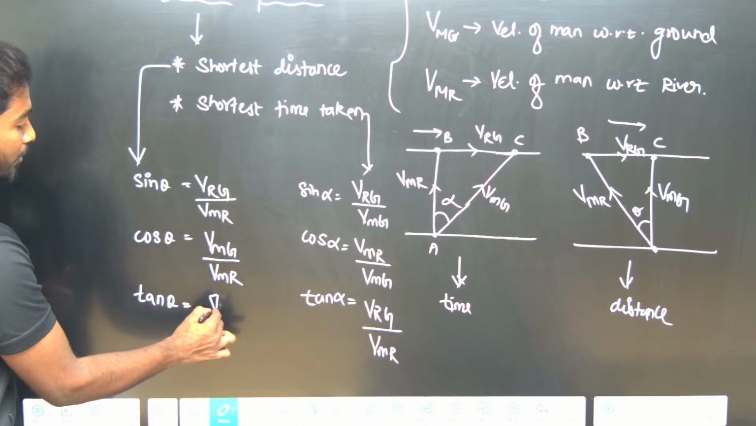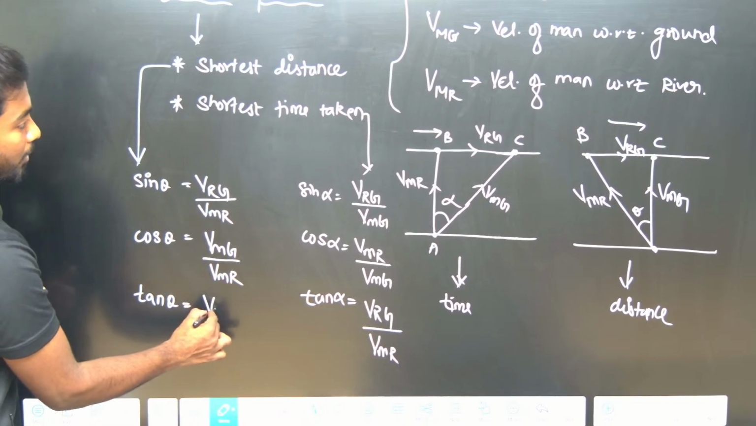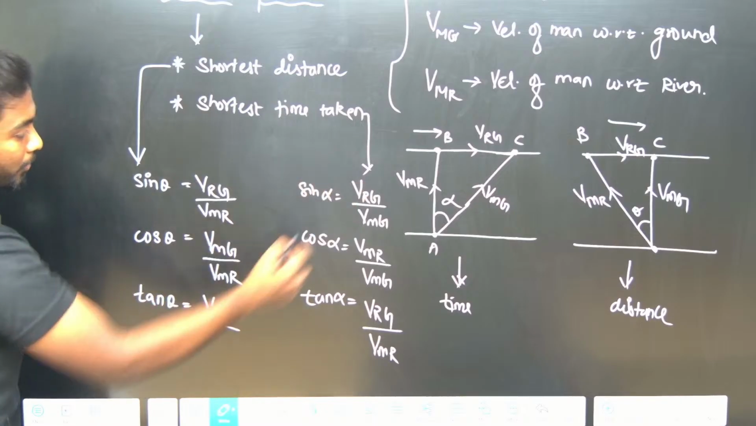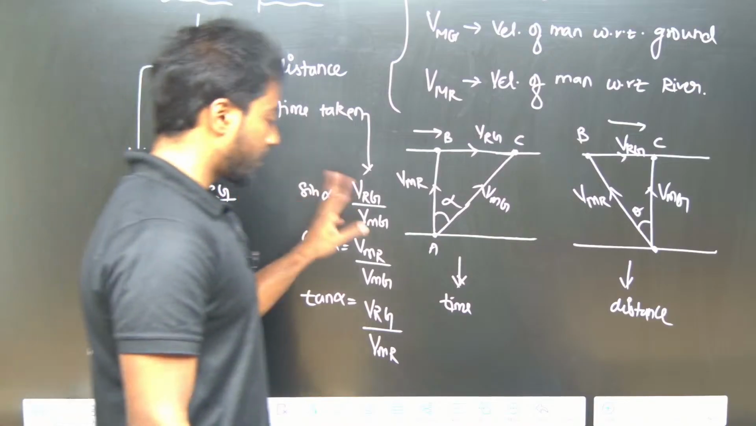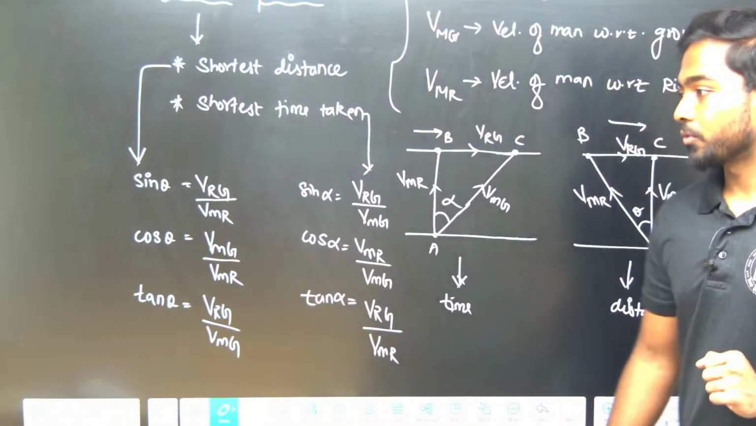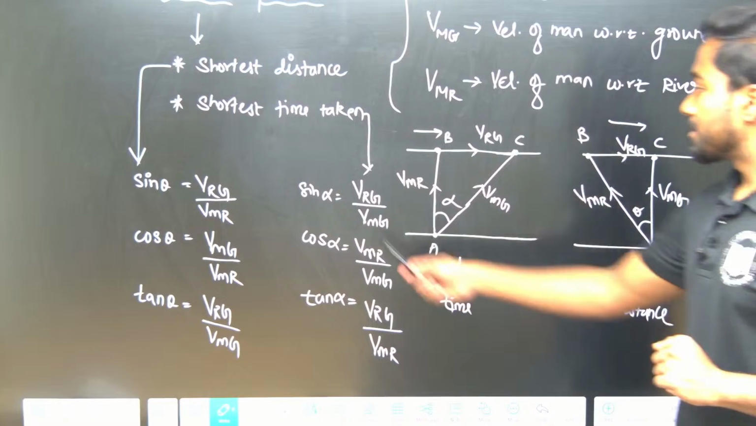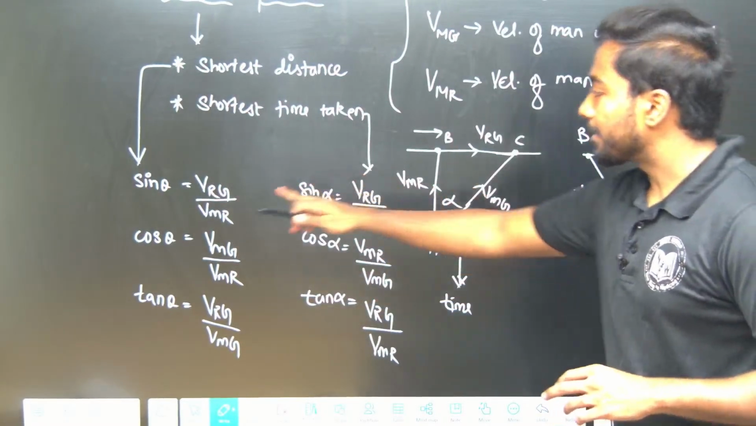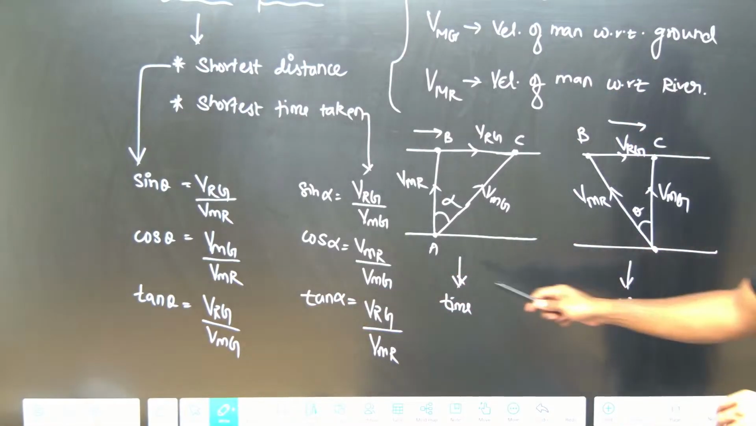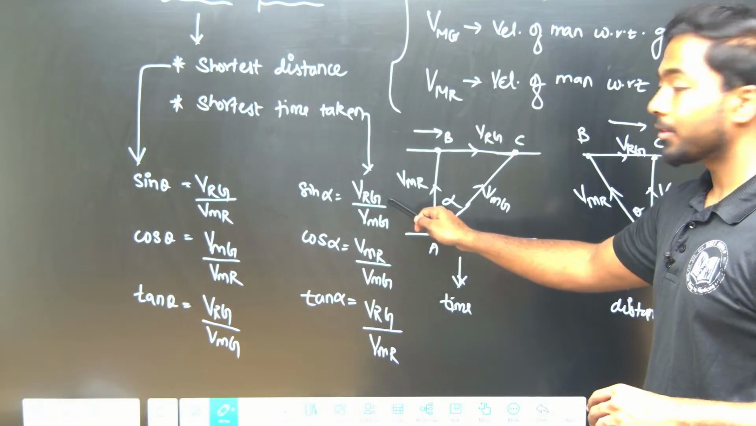Next one is velocity of a river with respect to ground by velocity of man with respect to ground. So if you notice here, the ratios are different, right? Alpha I have used for shortest time, theta I have used for shortest distance. Sin alpha, velocity of a river with respect to ground.